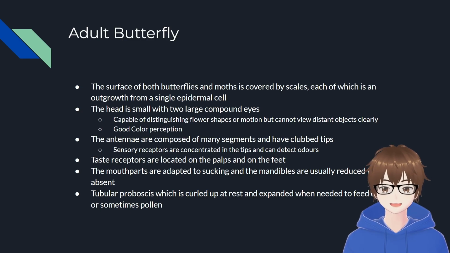The antennae are composed of many segments and have club tips, and sensory receptors are concentrated on the tips and can detect odors. Taste receptors are located on the palpi and on the feet, and the mouth parts are adapted to sucking, and the mandibles are usually reduced in size or absent because they don't have to chew up anything. Then there is a tubular proboscis, which is curled up at rest and expands when needed to feed on nectar or sometimes pollen.